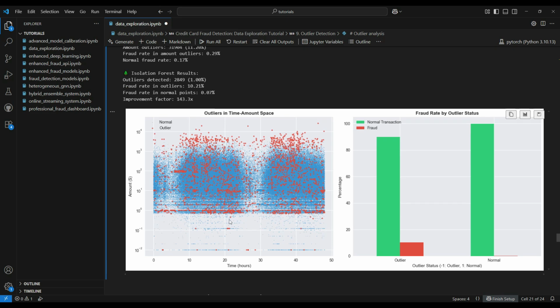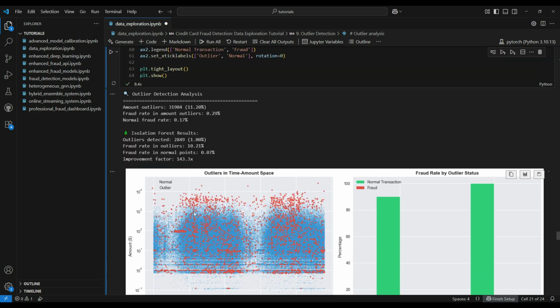So look at those results. The isolation forest detects about 1% of transactions as outliers. And then the fraud rate in outliers is much higher. It's about 10% here. The fraud rate in normal points is much lower, it only has 0.07%. So for the improvement factor, outliers are multiple times more likely to be fraud.